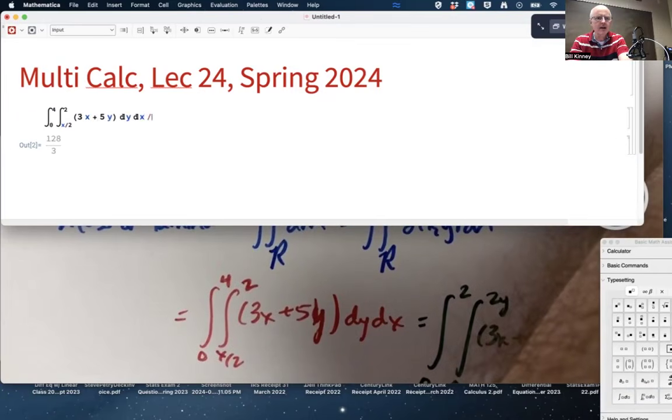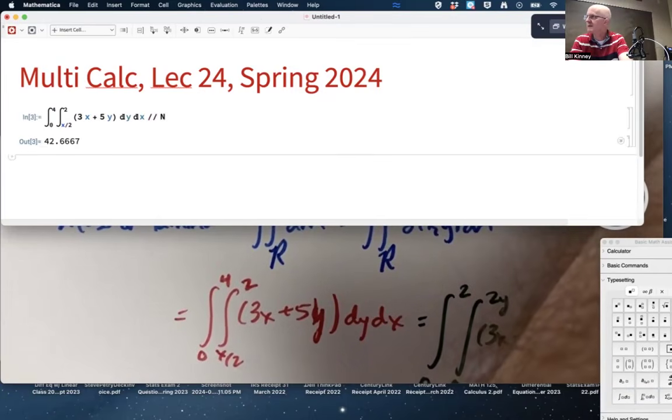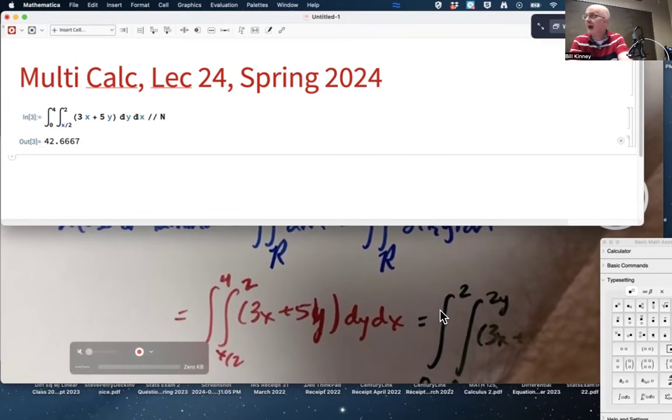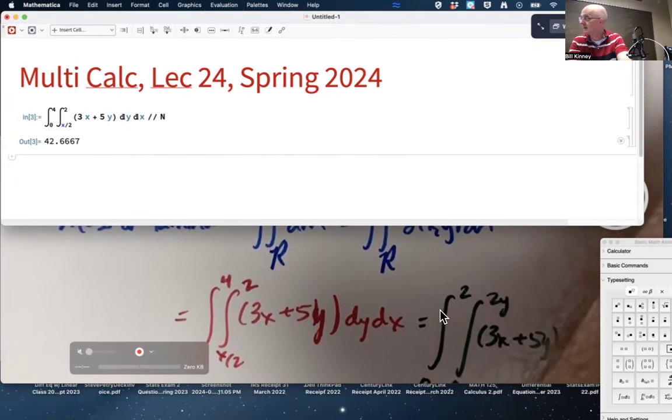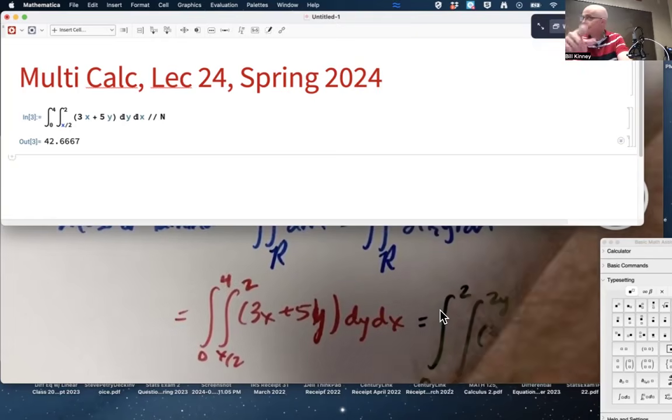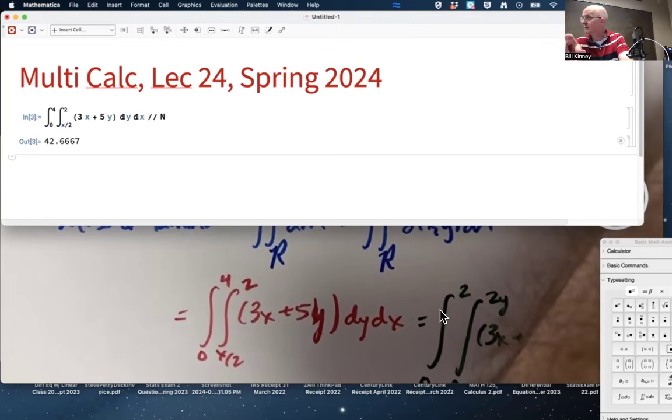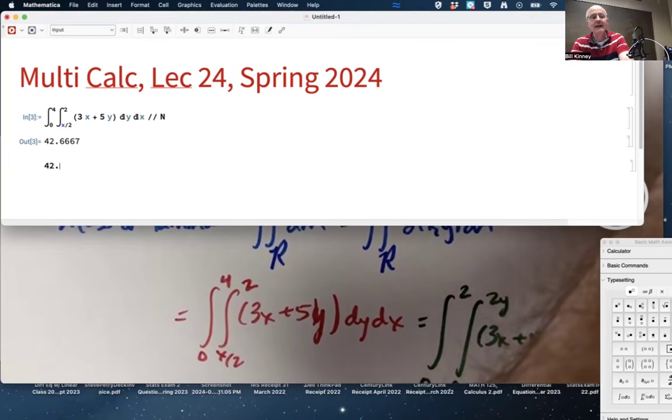128 over 3. Okay, 42.7. The average is actually a little less than 11. I was guessing the average from the picture was close to 11. If you wanted to find the average value exactly, you take this integral and divide by the area of the triangle. The area of the triangle was 4.